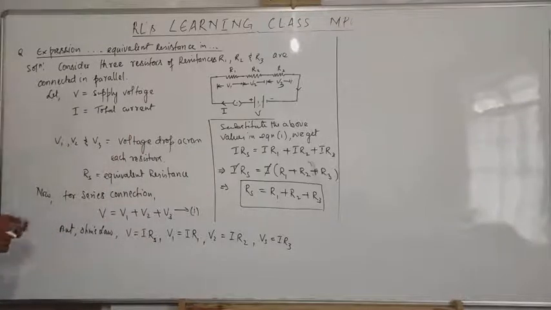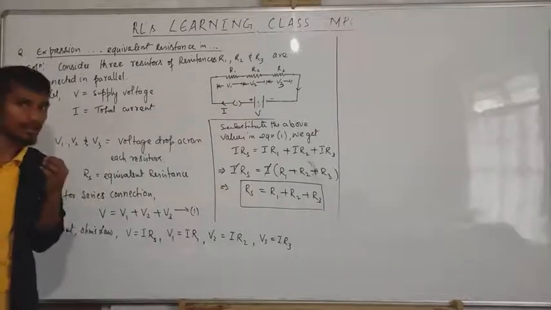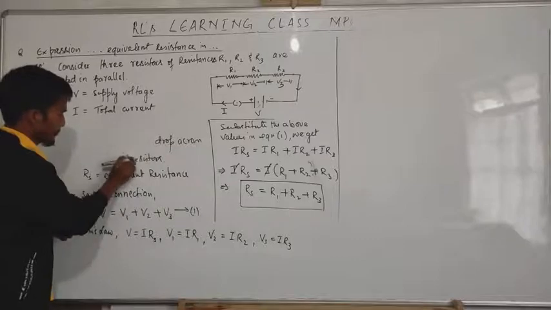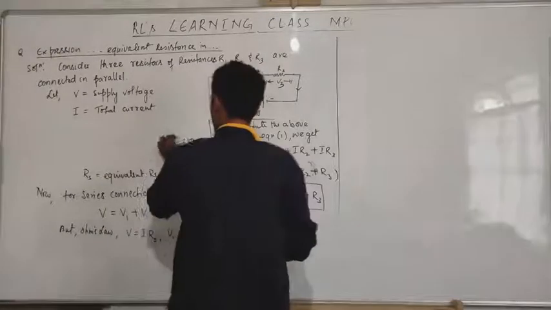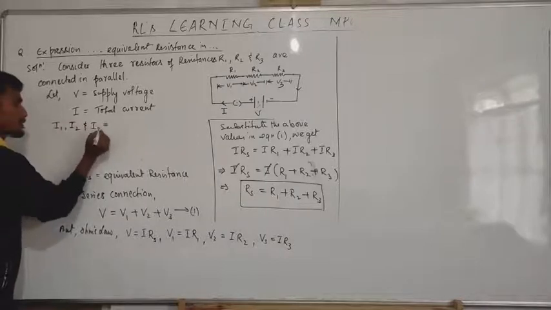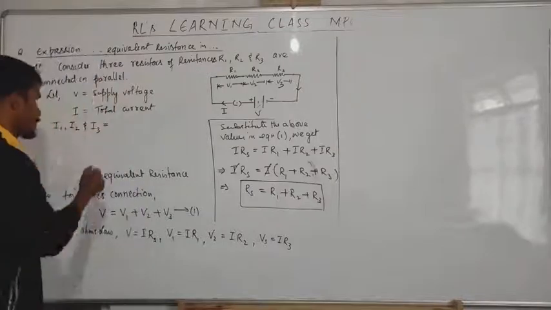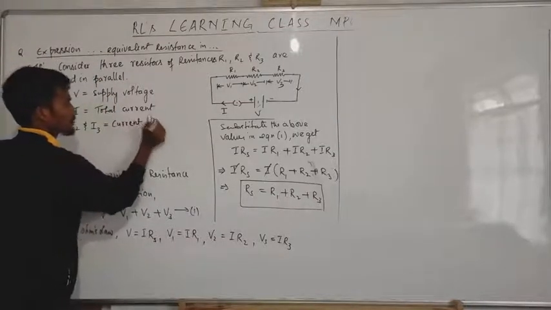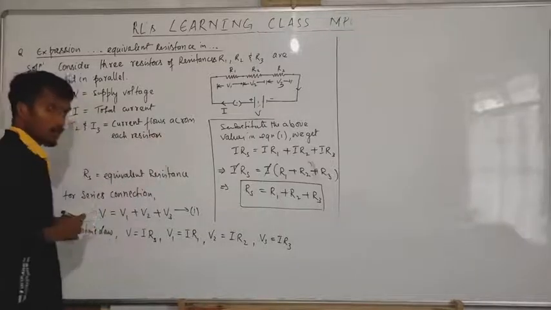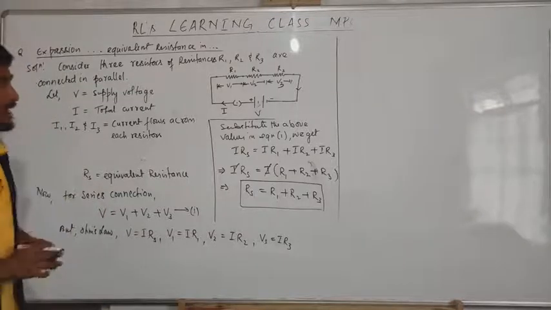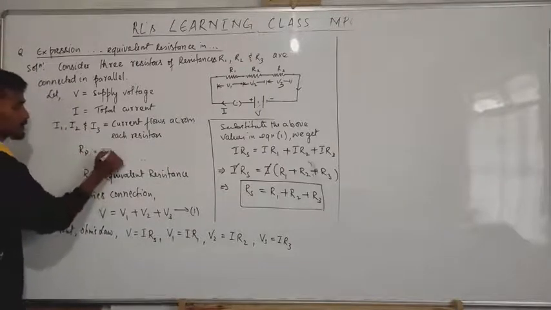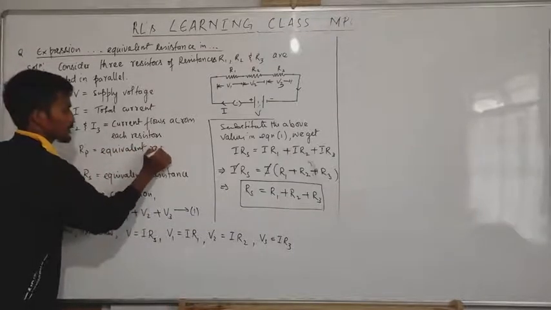And then in parallel, is it the potential that is changing or the current? Current is changing. Then this V1, V2 are all removed. Then I put here I1, I2 and I3. This is the current across each resistor, R1, R2 and R3. I have not yet drawn the diagram. This is not the diagram, this is the series. Then here, instead of RS, I put RP. RP is the equivalent resistor.